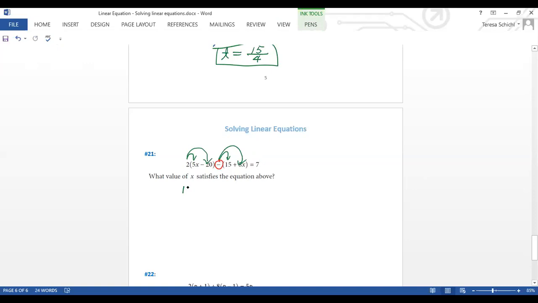Okay, so let's take a look. So this is 10x minus 40, right? Okay, now make them minus 15.